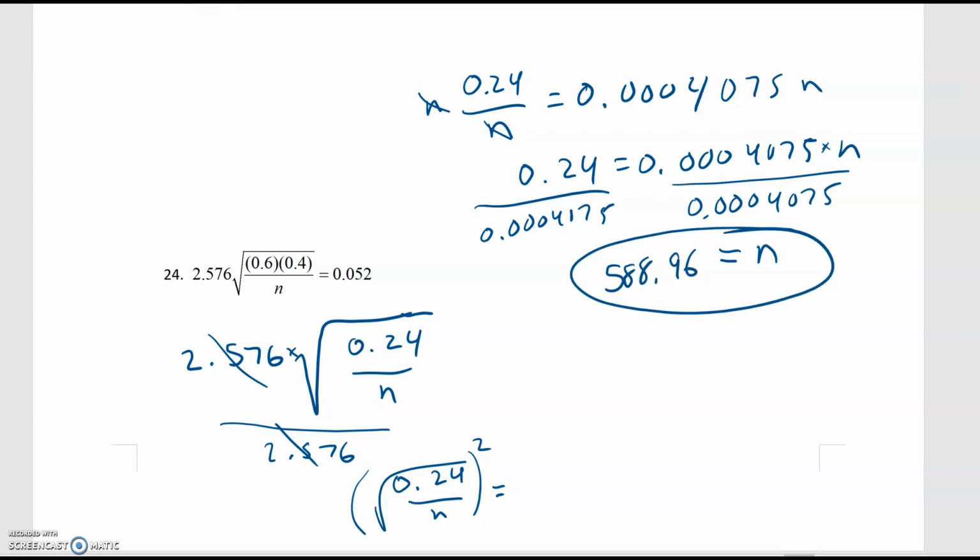All right, so let's go back to the original question. What this means is if I replace the n with 588.96 in this calculation, 0.6 times 0.4 divided by 588.96, take the square root, and then multiply by 2.576, I would get about 0.052. Not exactly because I rounded, but it'll be really close. And that's it.